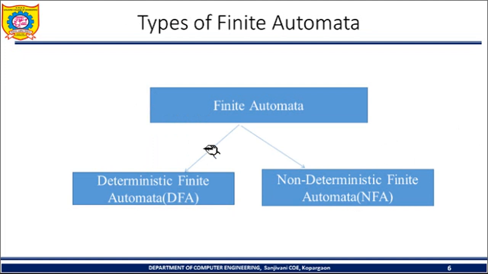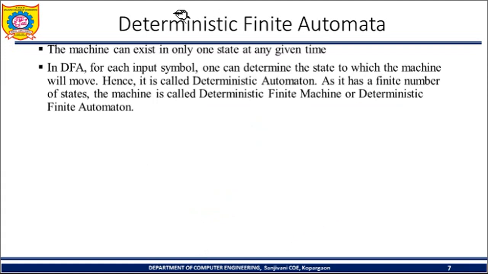Now, next, types of finite automata. There are 2 types of finite automata: deterministic finite automata and non-deterministic finite automata. So, what do we mean by deterministic finite automata? As the name indicates, deterministic, the machine can exist in only one state at any given time. In a DFA, for each input symbol, one can determine the state to which the machine will move. Hence, it is called a deterministic automaton, and it has a finite number of states. Therefore, the machine is called a deterministic finite machine or deterministic finite automaton.